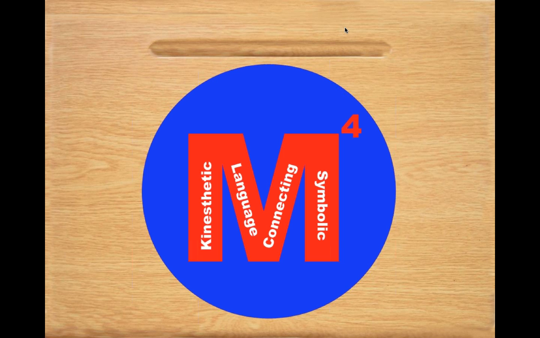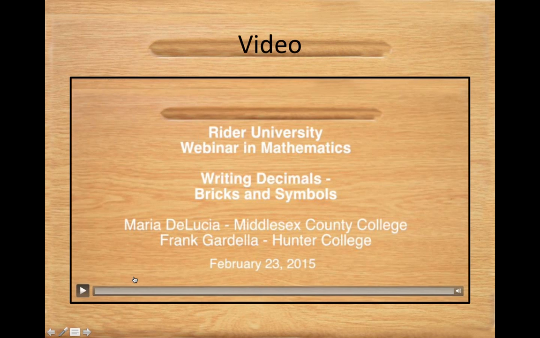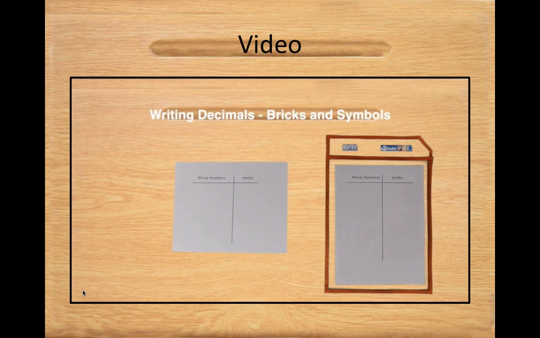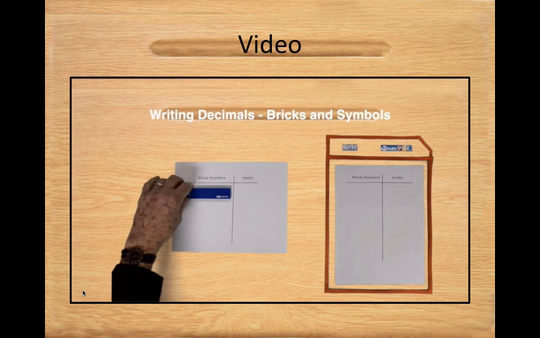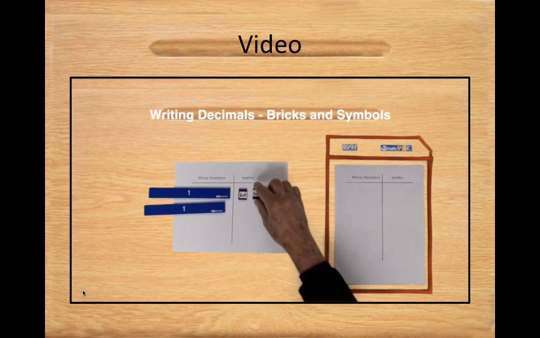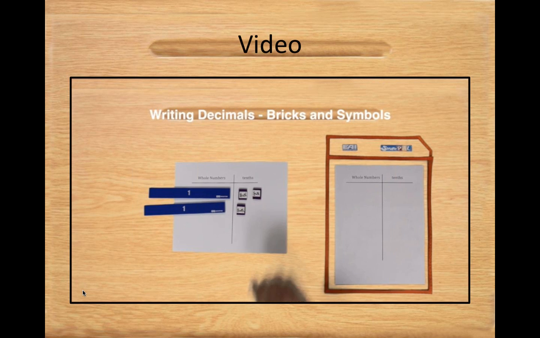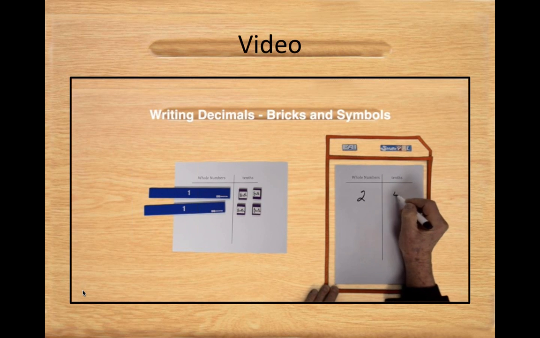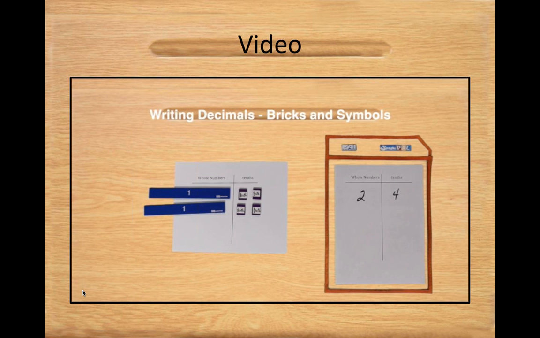What we're going to do now is look at a video where we can see these levels. We're going to use a video that shows going from the kinesthetic pieces and the bricks, as we call them, to the symbols. Let's look at how we can write a number. The number is going to be 2 and 4 tenths. So let's record that. We have 2 and 4 tenths. Now, if we were writing this as a fraction, we could write the numeral 2 and then the tenths piece as 4/10.